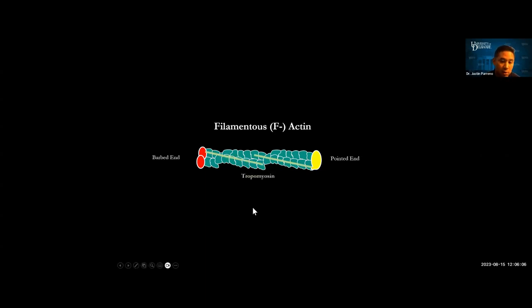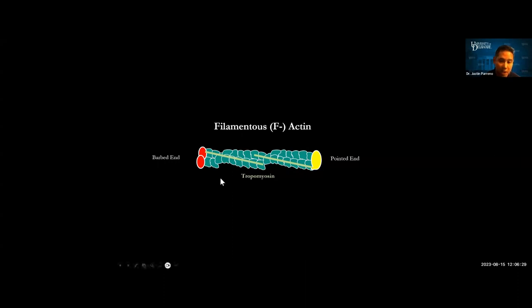Now, tropomyosins are regarded as master regulators of F-actin. Not only do they stabilize F-actin, but they also have the ability to regulate the binding of other actin-binding proteins, such as the capping proteins, onto F-actin, as well as other proteins, such as severing proteins or cross-linking proteins. So the tropomyosins are regarded as master regulators.